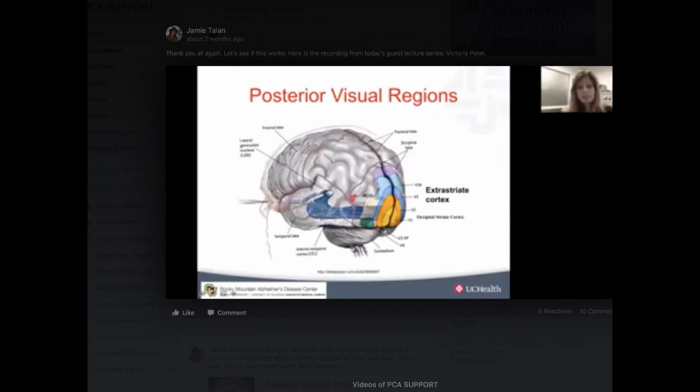Here's that area of the brain that I showed you on the scan called the cerebellum. It sits in the back and even lower and is really important for balance. That's not significantly involved with posterior cortical atrophy or diseases like Alzheimer's disease.